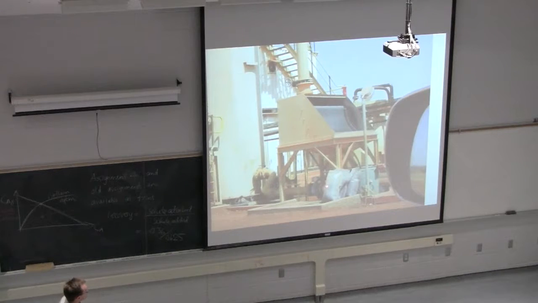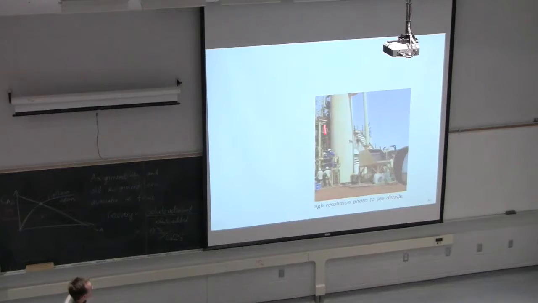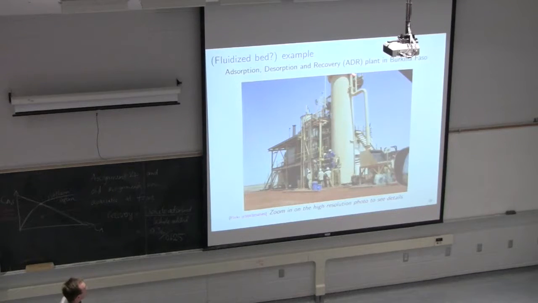Notice there's the return feed, the pneumatic feed up to the top of the tower, which is unfortunately cut off. We don't see that. And then you've got your column down there. So that's just a picture of the prior cross-sectional diagram.